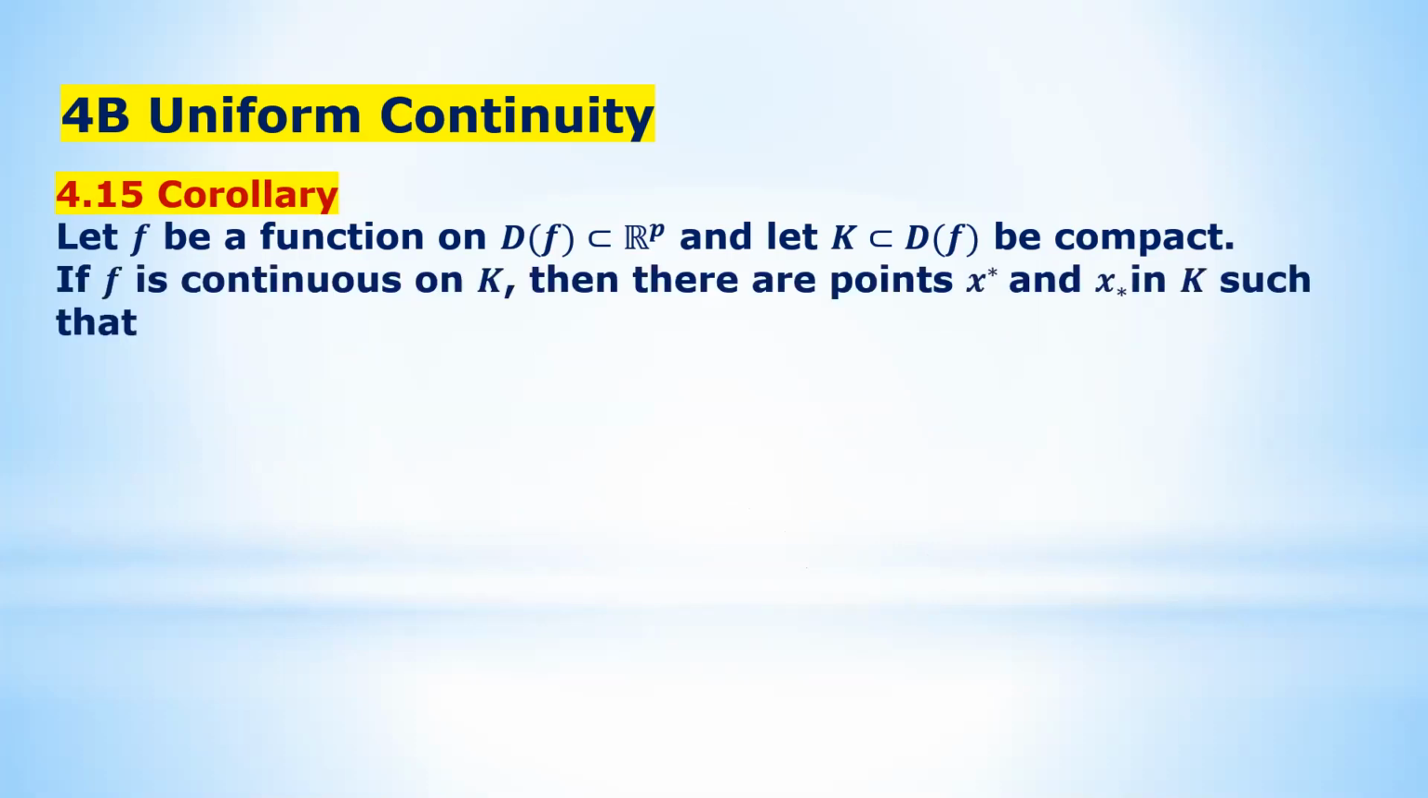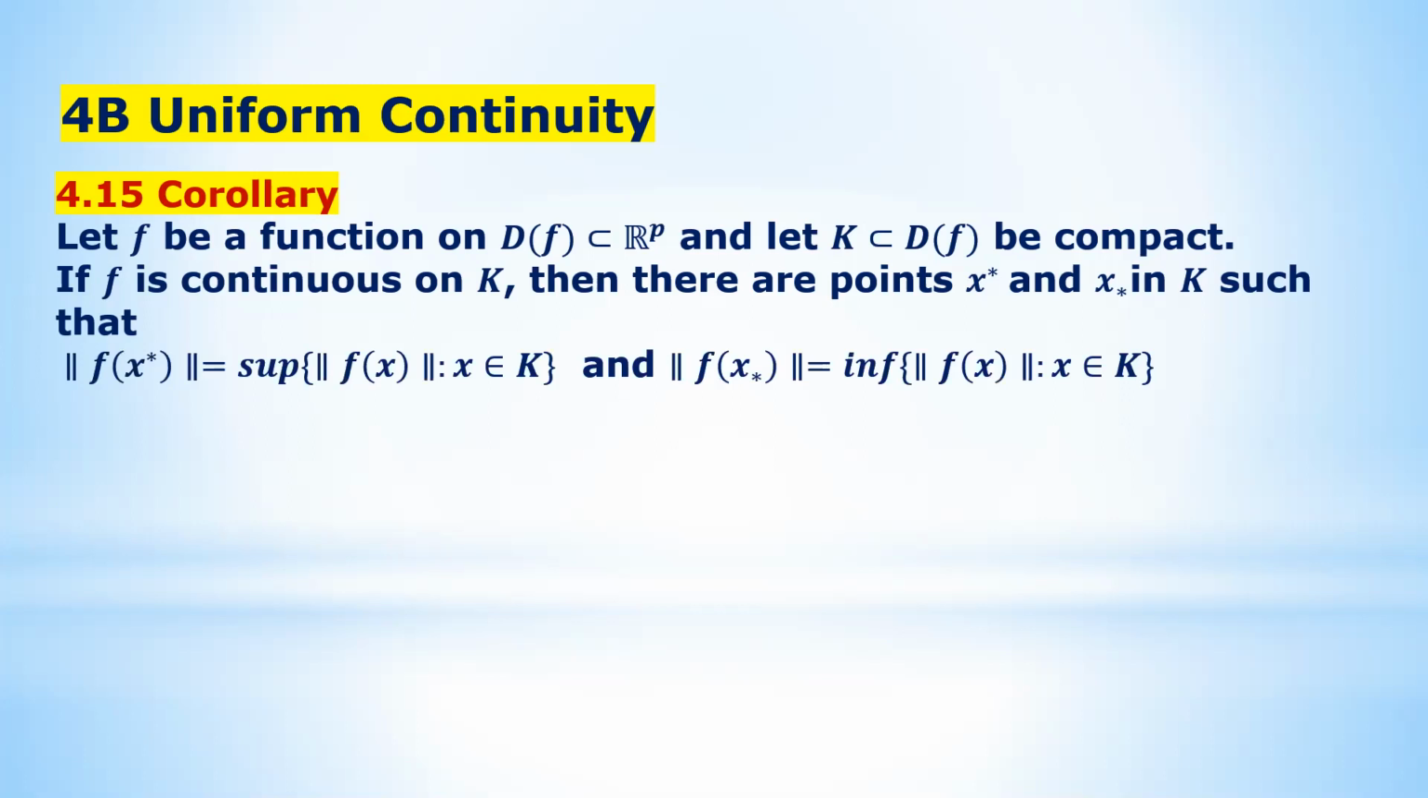Now, if f is continuous on K, then again there are points x upper star and x lower star in K such that this time the maximum and minimum is of the norm of f. The same argument applies. If you apply the same argument, you will obviously get this. So this is not a big deal, but as an exercise, you can try to write this proof in this context.